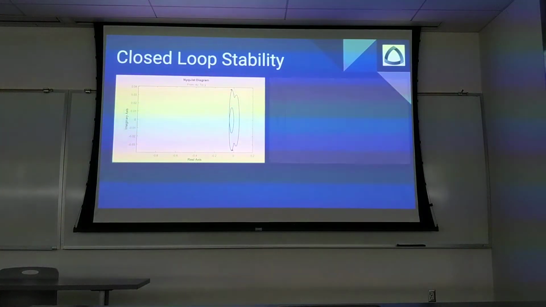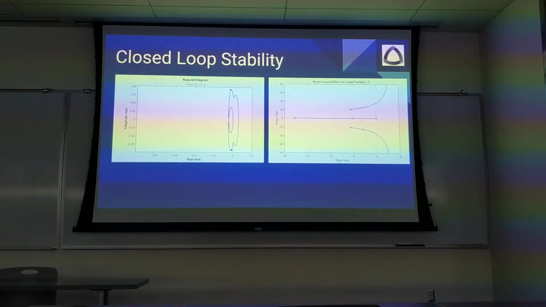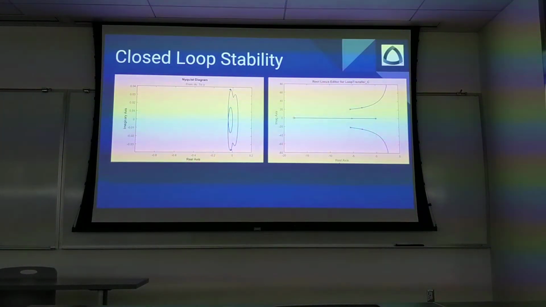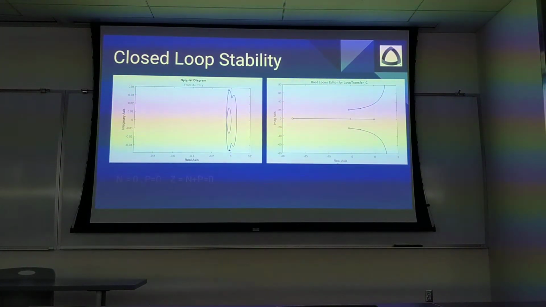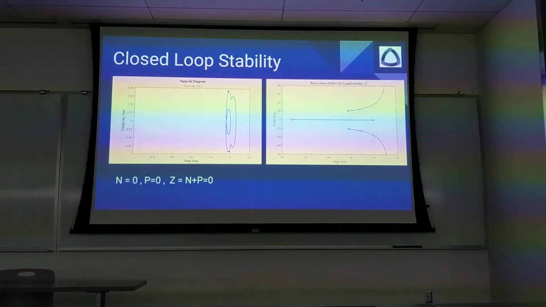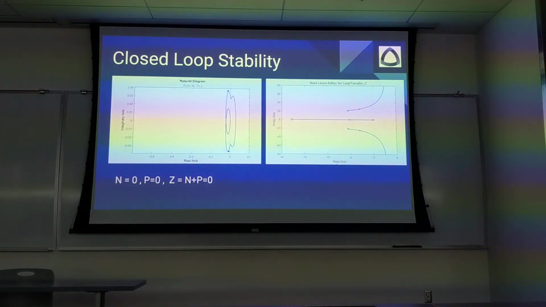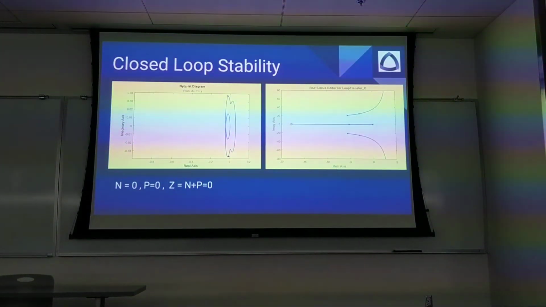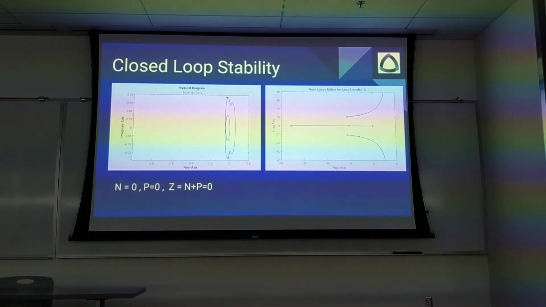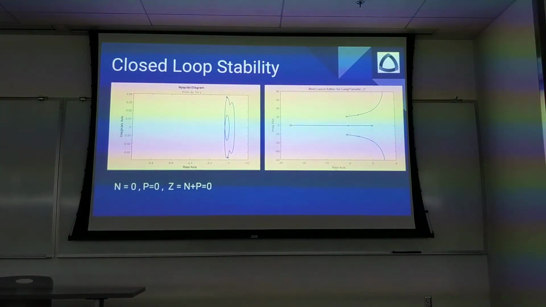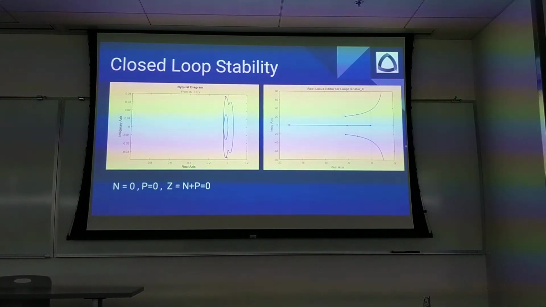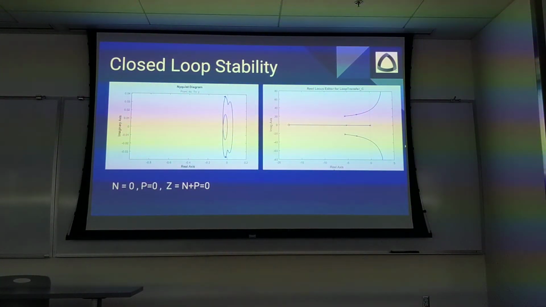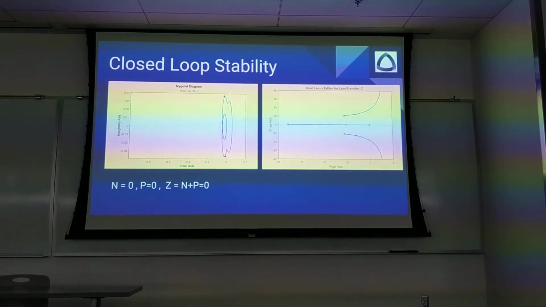For the closed loop stability, we looked at the Nyquist diagram, and as you can see, there are no encirclements around -1, leading to a stable system. And with the root locus, there also were no right-hand zeros. And so with that value equal to 0, as you can see in the bottom, all values were equal to 0, leading to a stable closed loop.